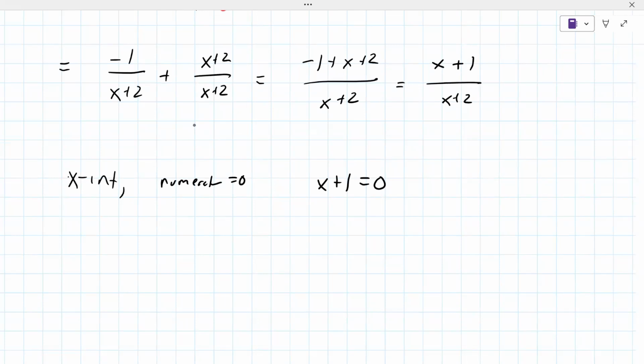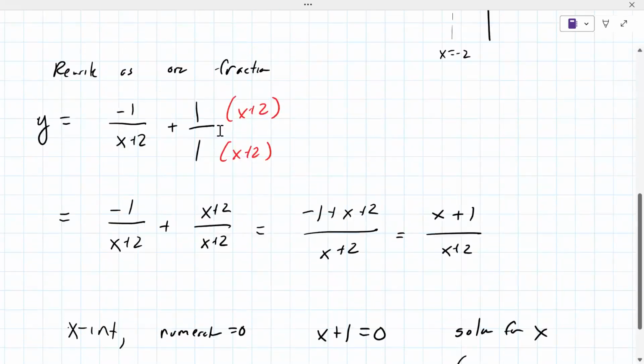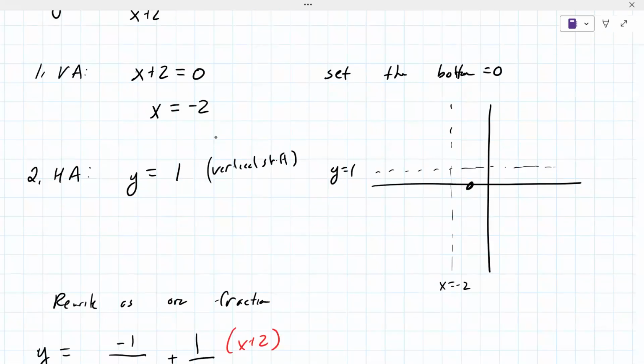So could you solve that for x? Would it just be -1? Yes. So x equals -1. That's the ordered pair -1 comma 0. So you go back to your graph and you plot that point. -1, 0 is about there.